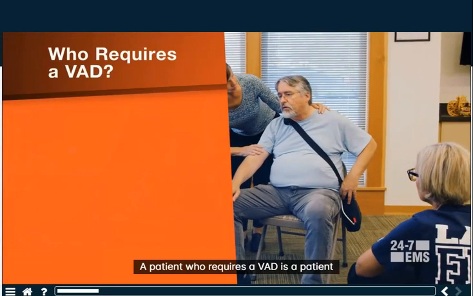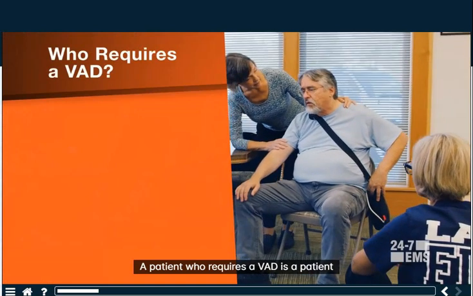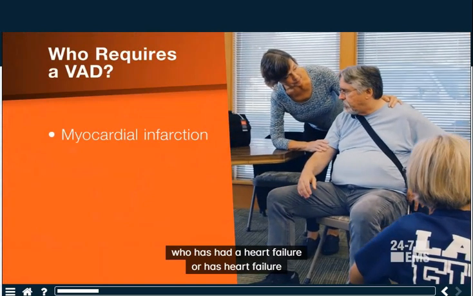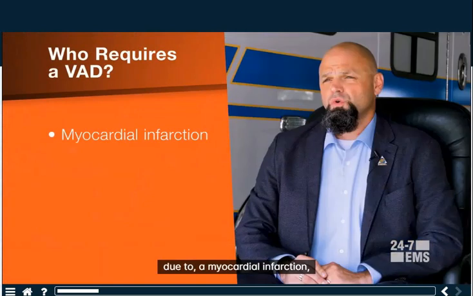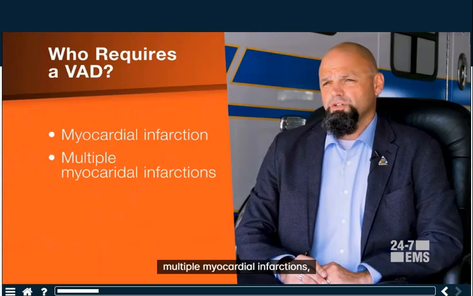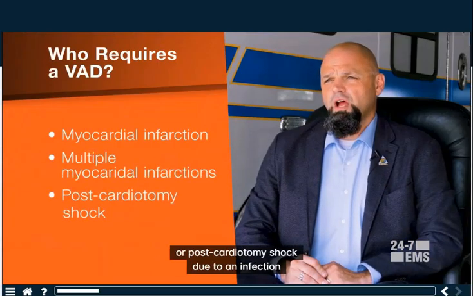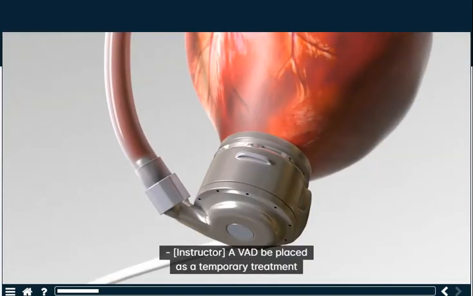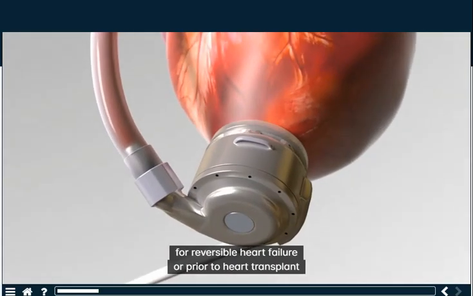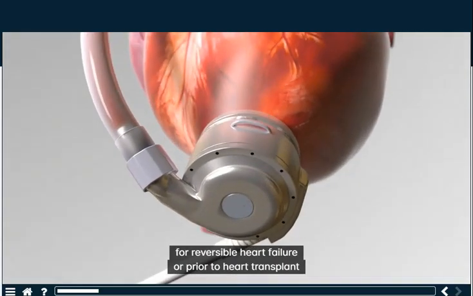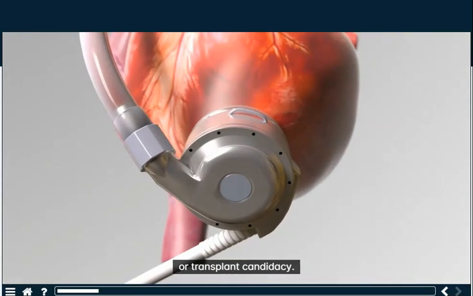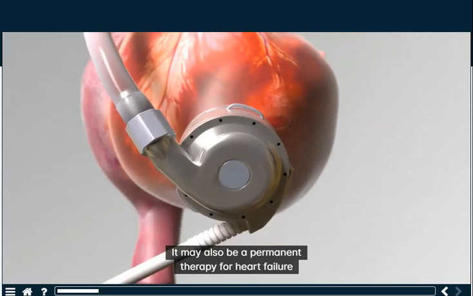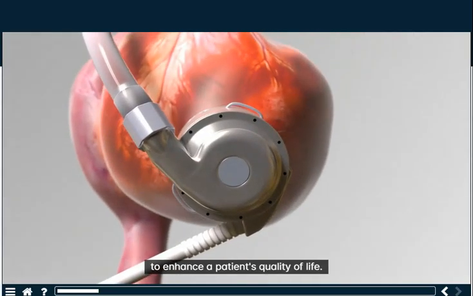A patient who requires a VAD is a patient who has had heart failure or has heart failure due to a myocardial infarction, multiple myocardial infarctions, or post-cardiotomy shock due to an infection or post-surgical procedure. A VAD may be placed as a temporary treatment for reversible heart failure or prior to heart transplant or transplant candidacy. It may also be a permanent therapy for heart failure to enhance a patient's quality of life.